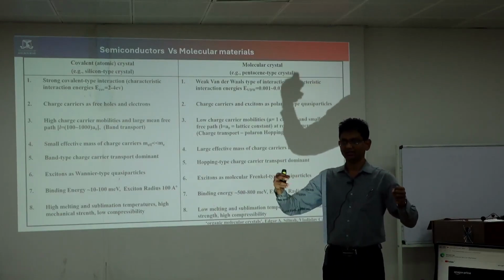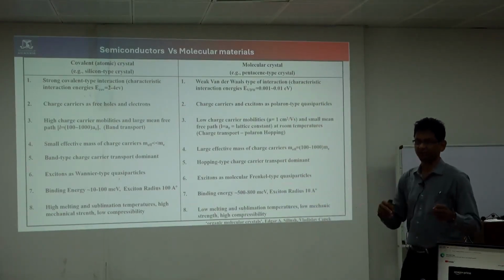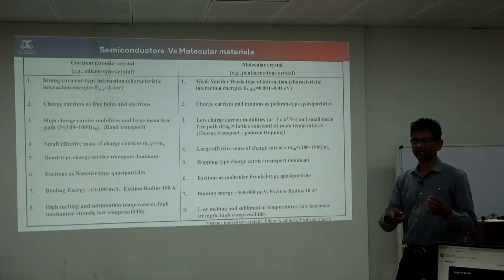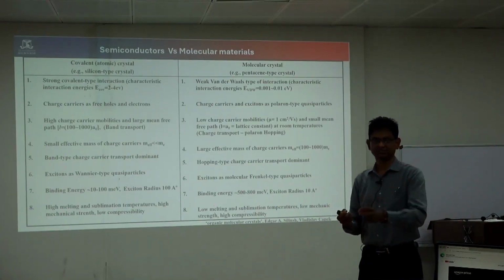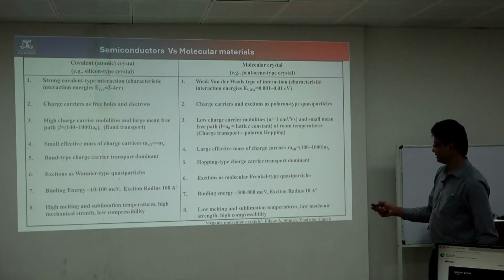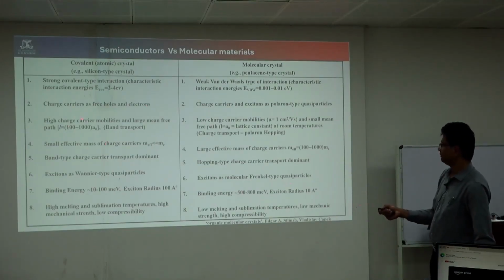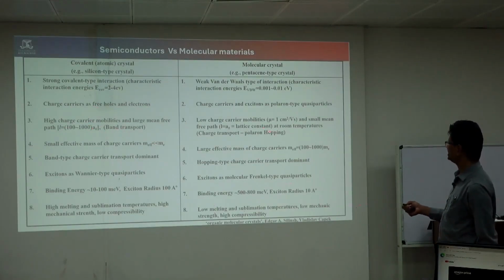Under an electric field, velocity v divided by the electric field F is called mobility. That defines how fast the charges move in this semiconductor. The mobility is 100 to 1000 centimeter square per volt-second in silicon. But here the maximum is just 1, and actually it's less than 1, something like 0.02 to 1. So mobility is slightly low in this molecular crystal.